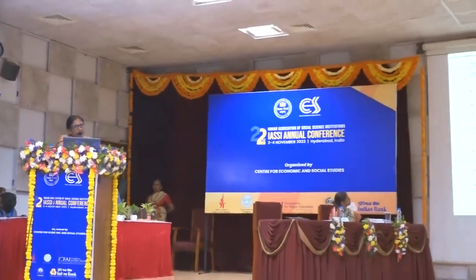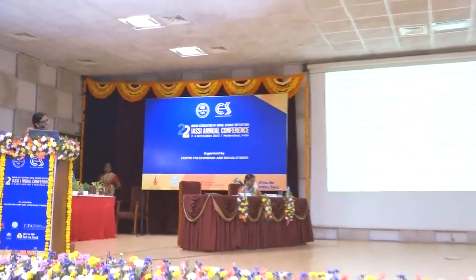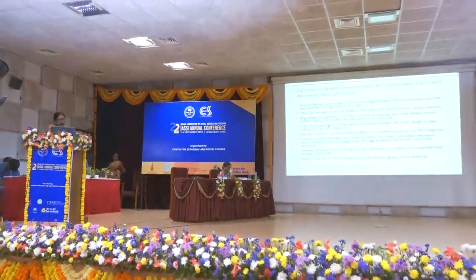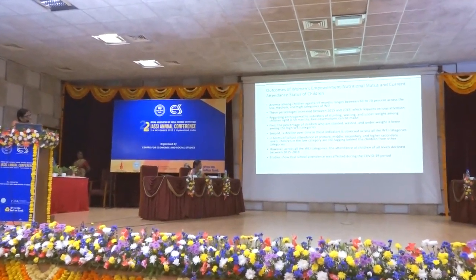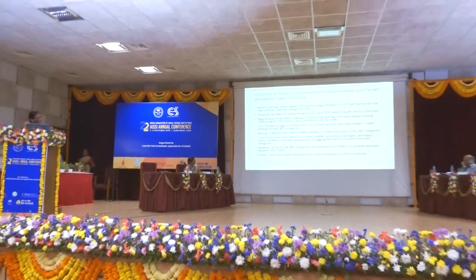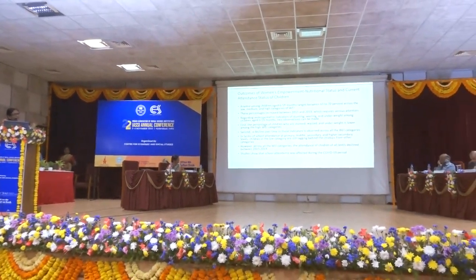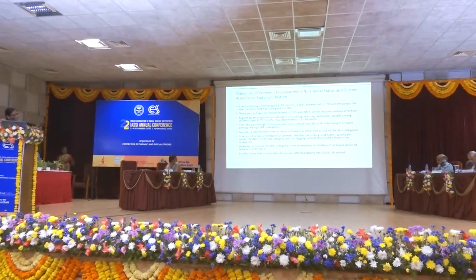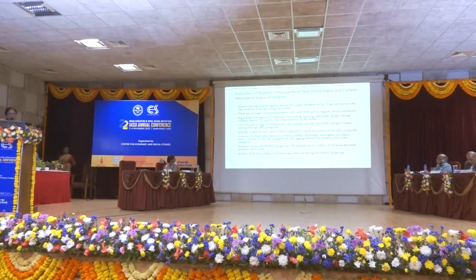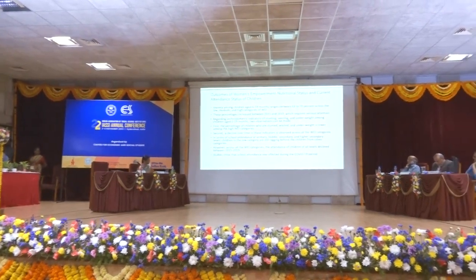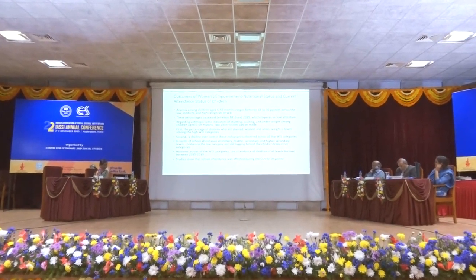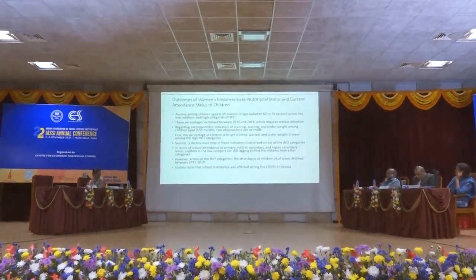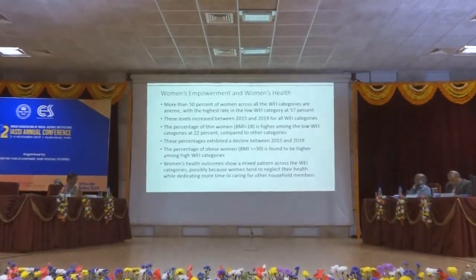Then if you link women's empowerment to the nutritional status and current attendance status of children, this shows by and large that stunting, wasting, and undernutrition are more related to women having a low range of empowerment. So these are some of the outcomes linking to children's outcomes.